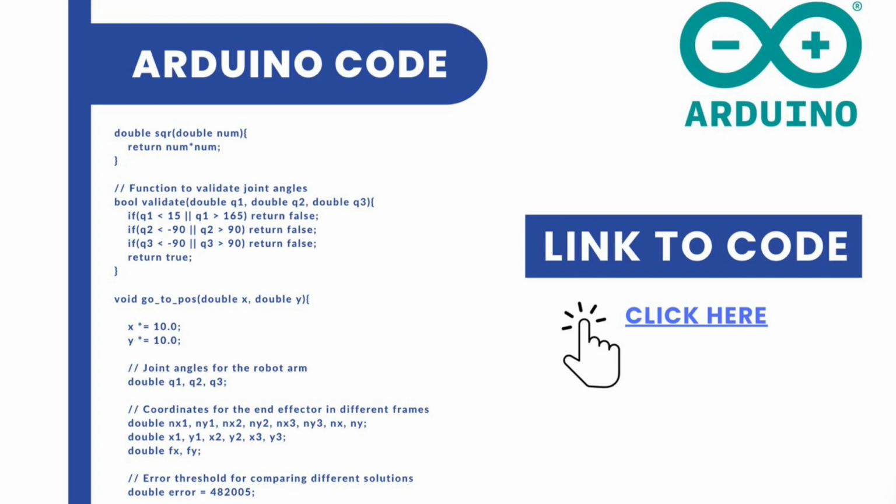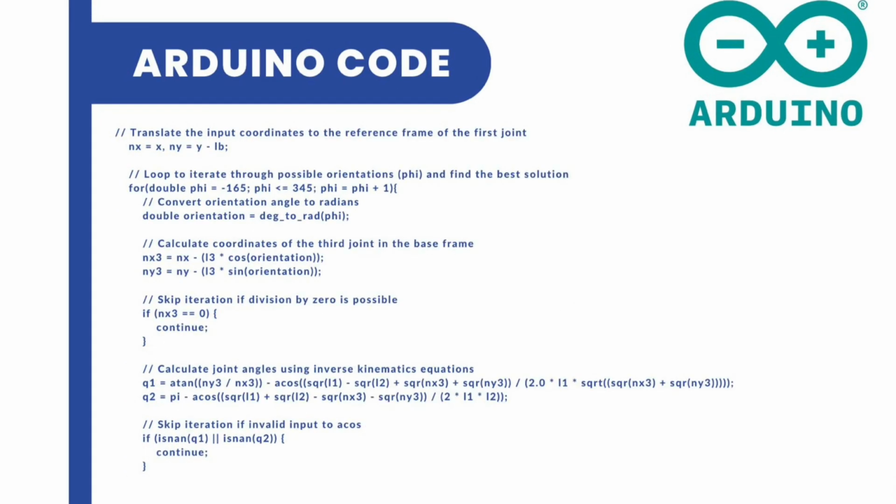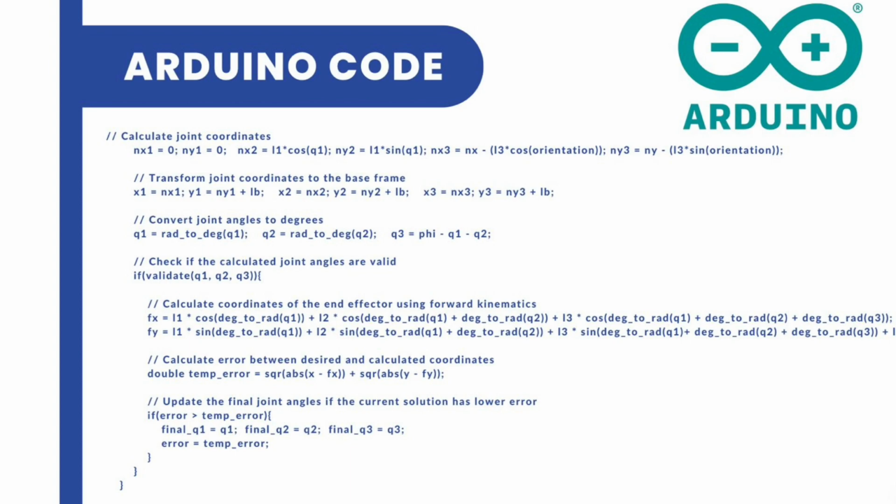Next, we calculate the position from the obtained angles and check the error. When we obtain the minimum error, we take those Q1, Q2, Q3 angles and return them.